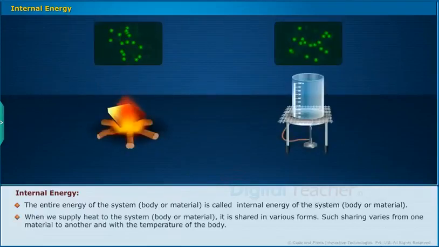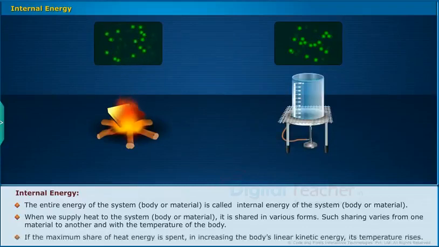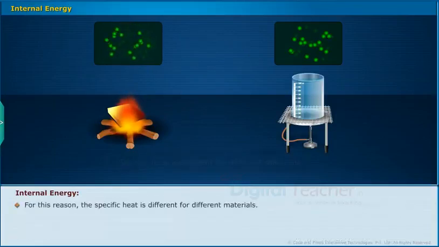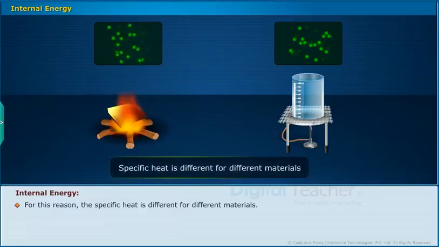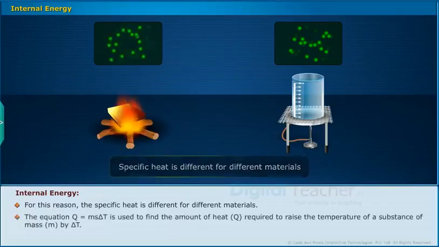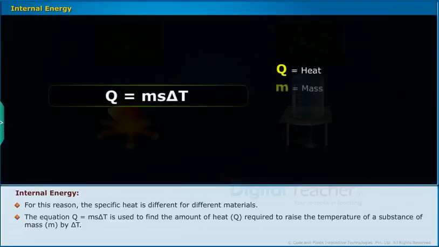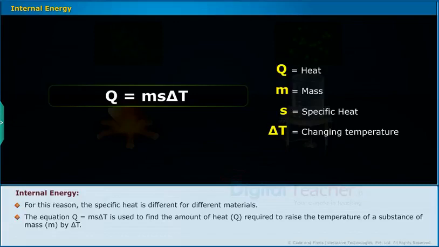When we supply heat to the system, body or material, it is shared in various forms. Such sharing varies from one material to another and with the temperature of the body. If the maximum share of heat energy is spent in increasing the body's linear kinetic energy, its temperature rises. For this reason, the specific heat is different for different materials. The equation Q is equal to m S delta T is used to find the amount of heat Q required to raise the temperature of a substance of mass m by delta T.